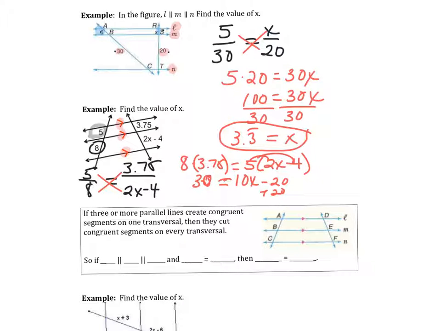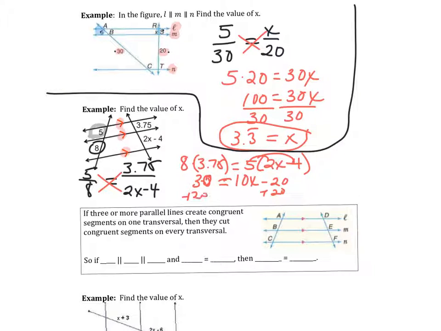Add 20 to both sides here. I should probably give that separated so you can see the difference here. Add 20 to both sides. So I've got 50 is equal to 10x. Final step. Divide both sides by 10.